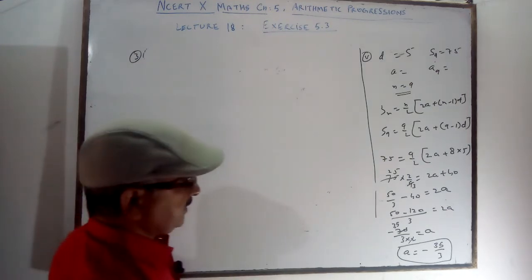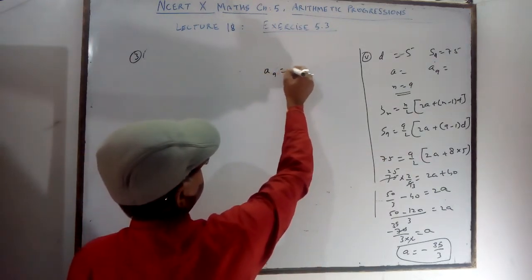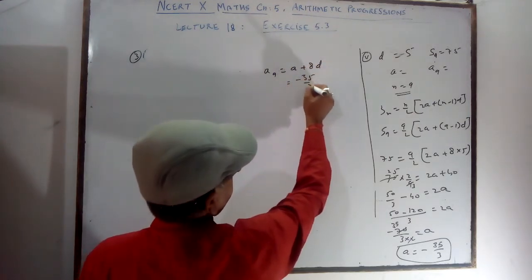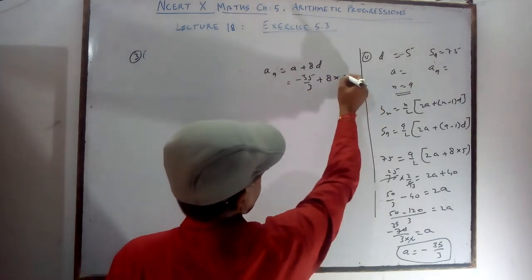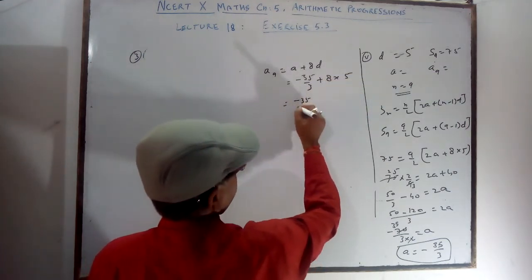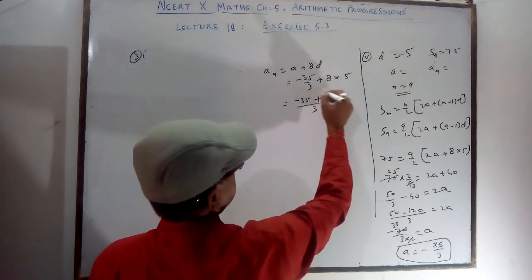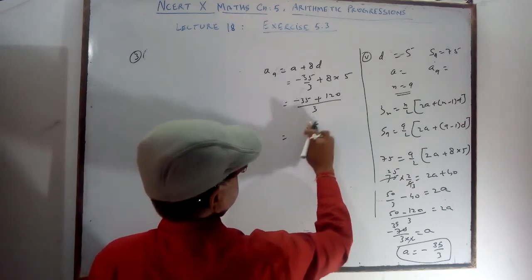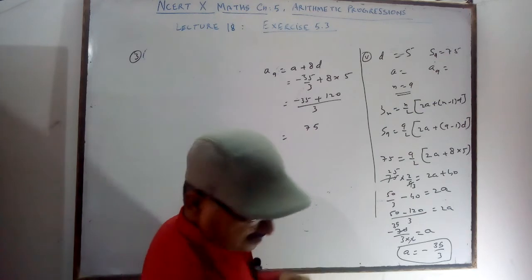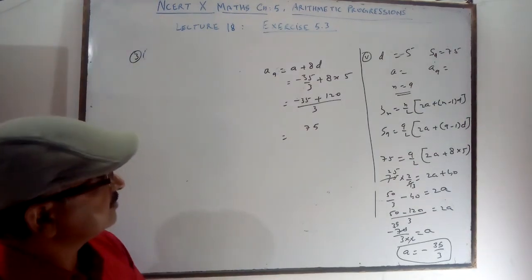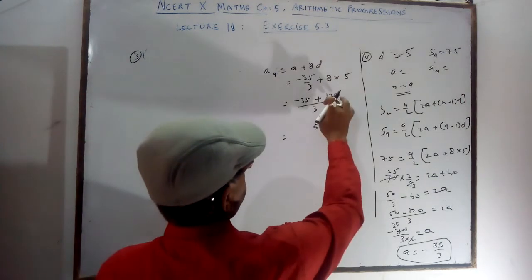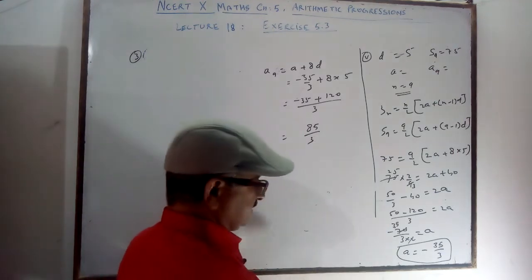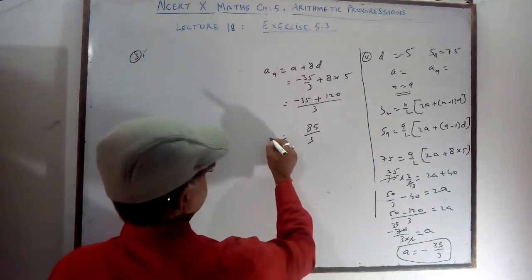A9 is equal to A plus 8D. What is the A? Minus 35 by 3 plus 8 into 5. So minus 35 by 3 plus 43 is 120. You will get 75. What are you getting? 80. 11 minus 3, 8. 8 upon 85 by 3. You are getting, it is the A9.